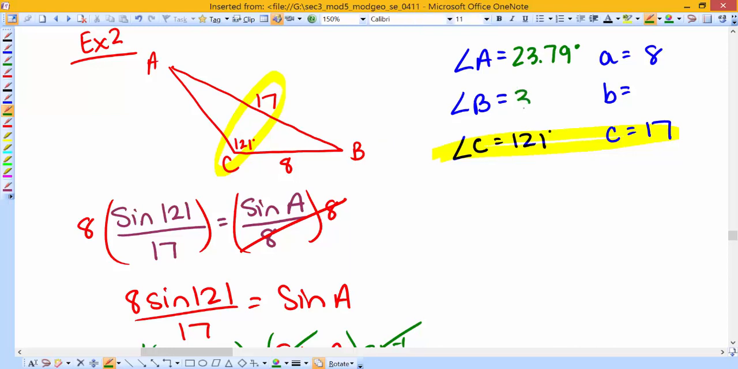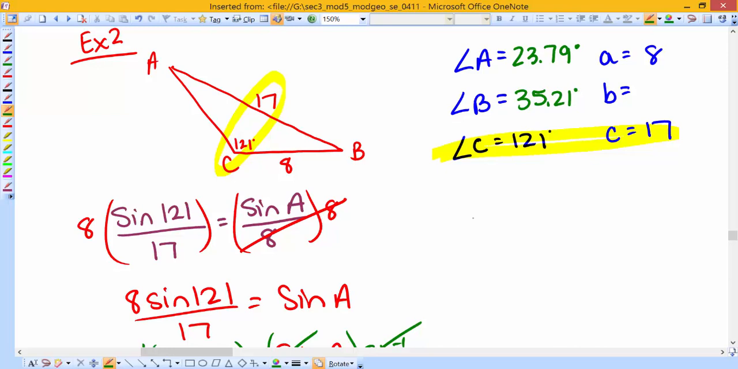And I am left with 35.21 degrees. Feel free to pause. I am not going super slow through this, but you're welcome to pause, rewind, start it over, go through it a lot slower, stop it once in a while, whatever you need to do. And we are going to be spending more time on this in class tomorrow.